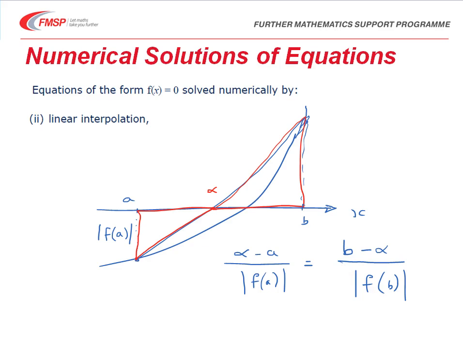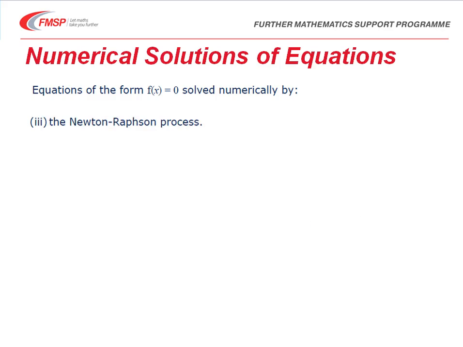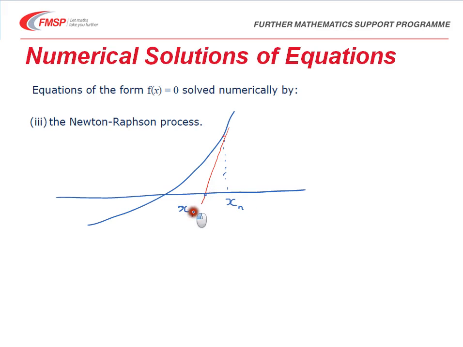The third method that you need to look at is Newton-Raphson. Now the Newton-Raphson process, as I'm sure you will remember, is one where we're looking at the tangent to a particular point on the curve. So it's my curve. If I now take the tangent here, then Newton-Raphson says, well, if this was an approximation to the root here, let's call it xn, then this point is a better approximation, xn plus 1.